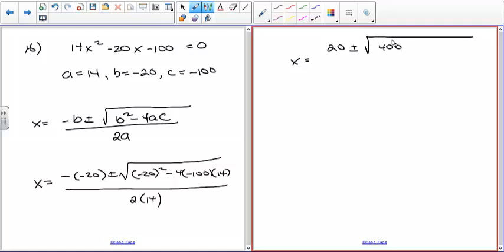So you get 20 plus or minus the square root of 400. So that's 20 squared. And then I got to multiply those last three numbers together. So get our calculator out. So we have 4 times 100 times 14. So that's 5,600. All divided by 2 times 14, which is 28. And so if we add 400 to 5,600, we get 6,000.